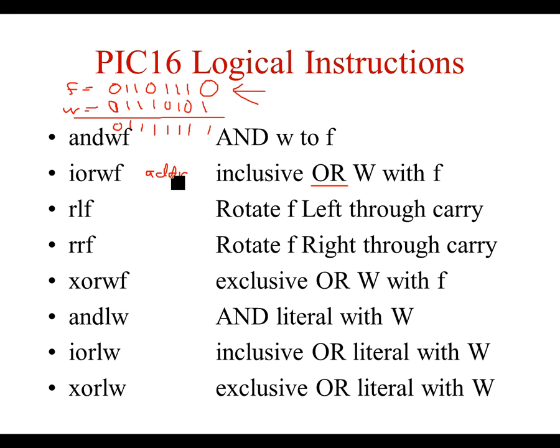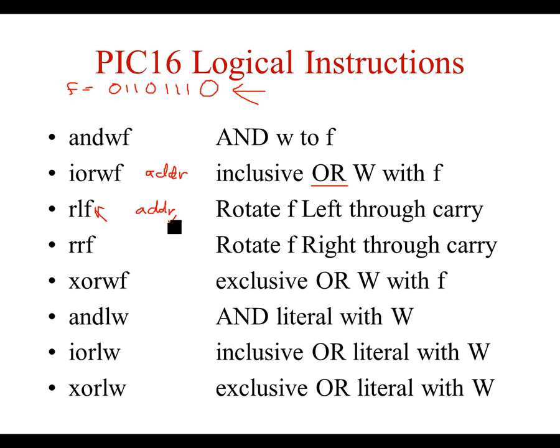So how about rotate F left through carry? This is rotate left. So how does that work? You put the address for the file. Of course, you have to have the file; this only operates on a file location. So let's get rid of this stuff. Let's say we have a file register that looks as follows. Then if you rotate to the left, it's just going to shift everything over to the left. Of course, it depends on what you put in this location here.